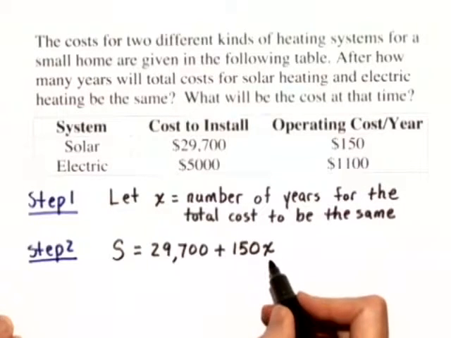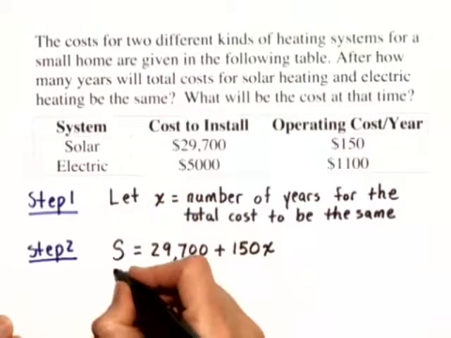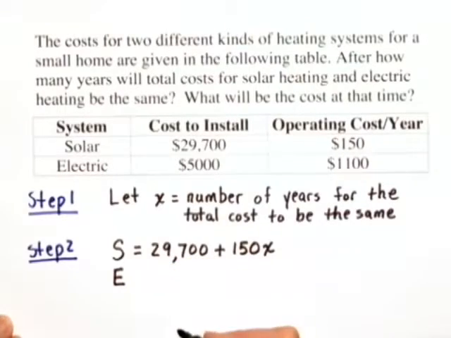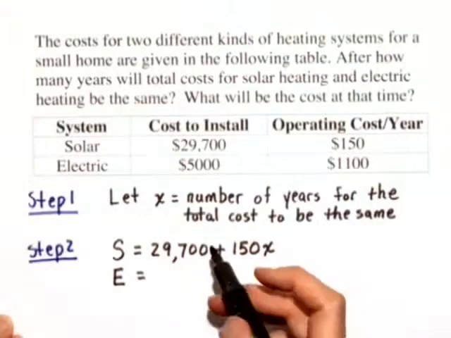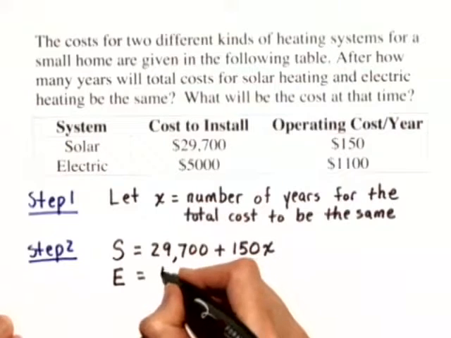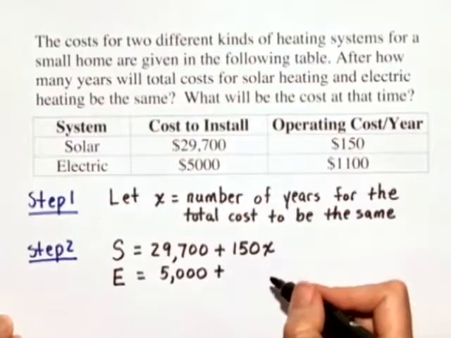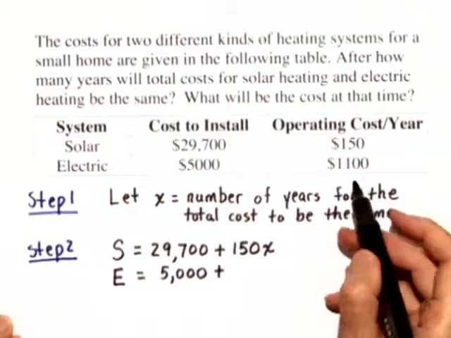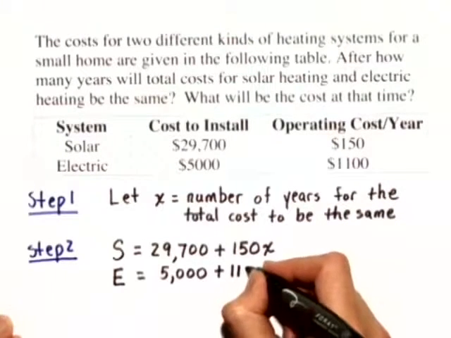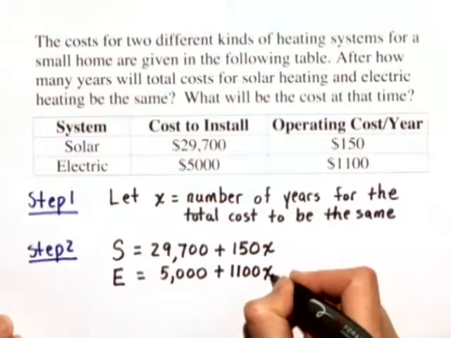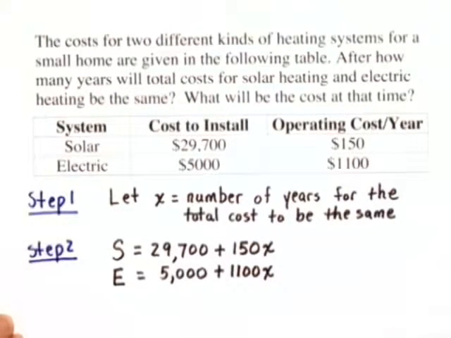each individual year. And for the electric, we'll represent that as an E. The cost for electric heating has a fixed cost of $5,000, so we'll start with that $5,000. But notice it has a higher operating cost for each year of $1,100. So we add 1,100 times x, times the number of years that is.